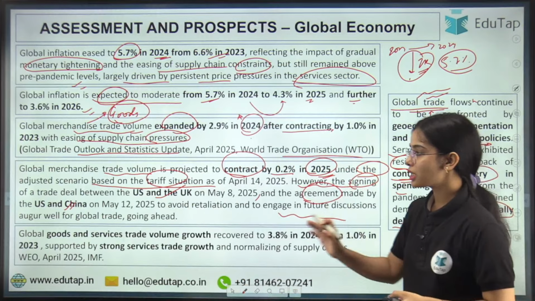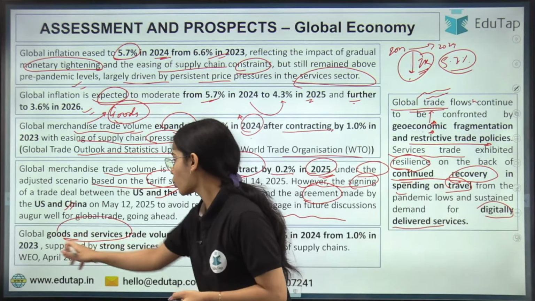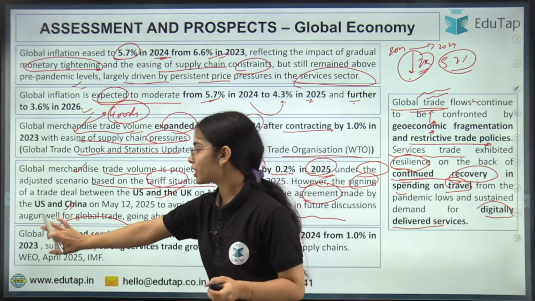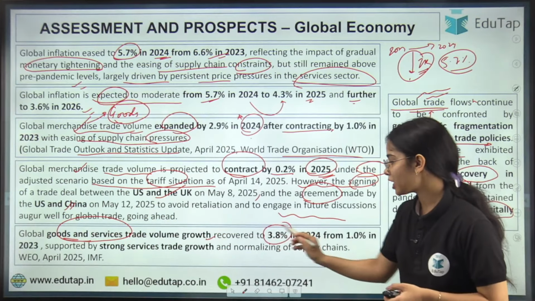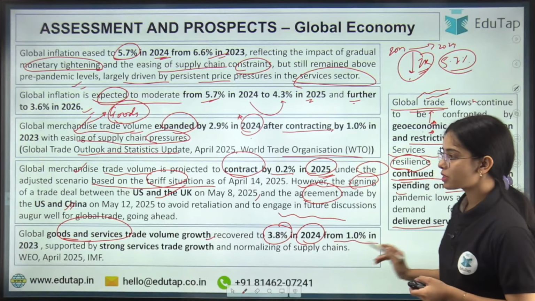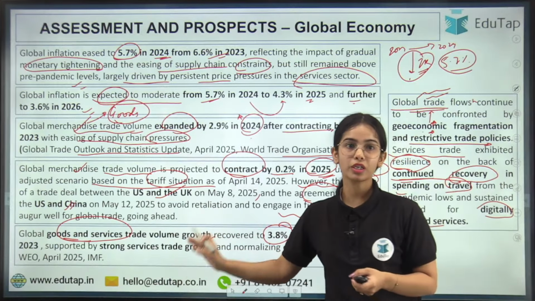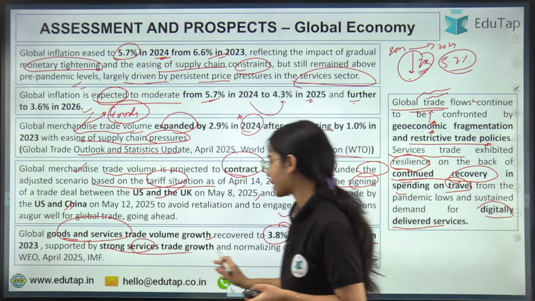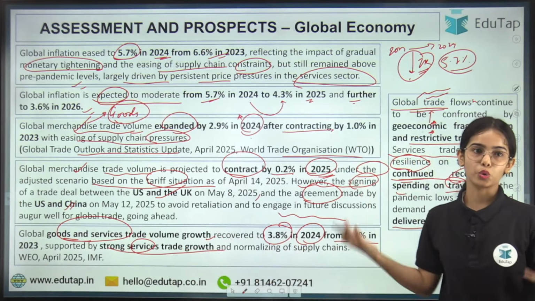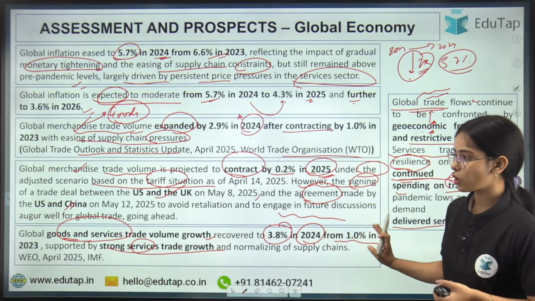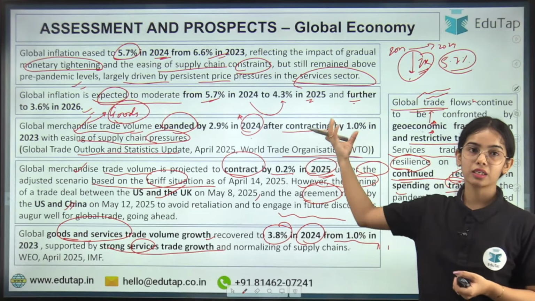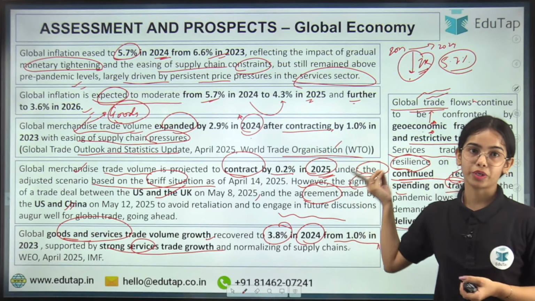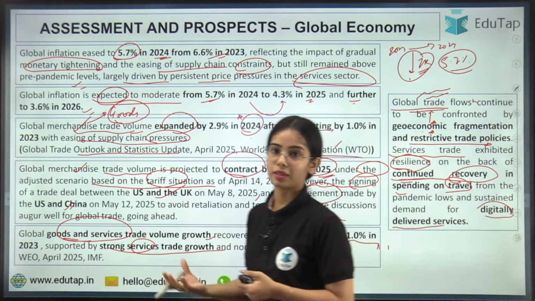Till now we were talking about goods, but if you see the global goods and services trade volume growth, this recovered to 3.8% in 2024 from 1% in 2023. That is supported by the strong services trade growth at the global level. This is as per the World Economic Outlook of the International Monetary Fund. So the merchandise trade is expected to contract in 2025. So this is the trade data.